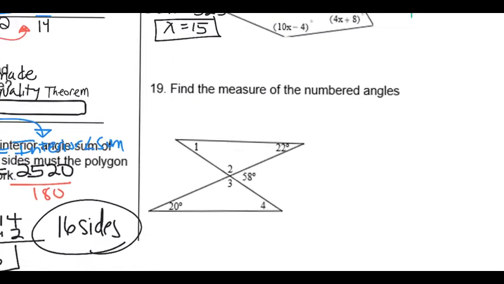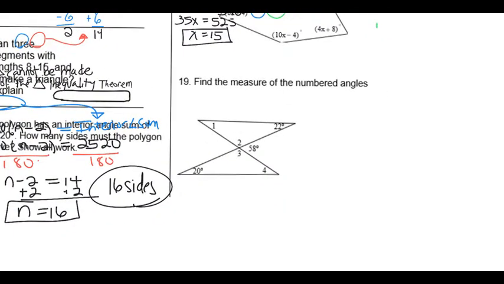Number 19. This problem is asking you to find the measure of each numbered angle, which means that they want the measurement of angle 1, they want the measurement of angle 2, they want the measurement of angle 3, and they want the measurement of angle 4. You can use angle 58 here, the measurement of angle 58, and the measurement of angle 2. Those two should add up to be 180. If we subtract 58 from both sides of the equation, that means the measurement of angle 2 is 122.